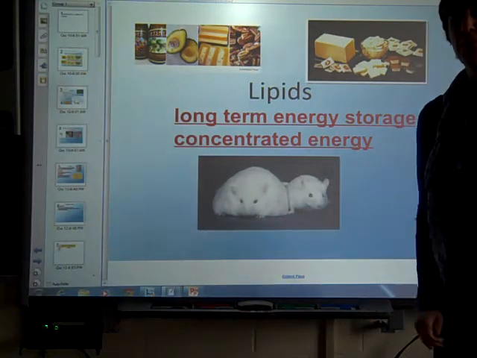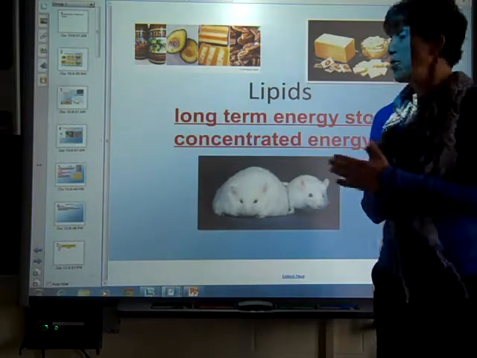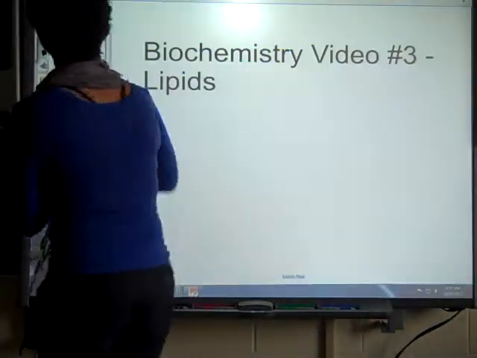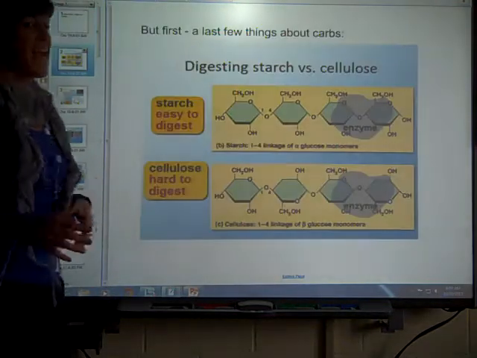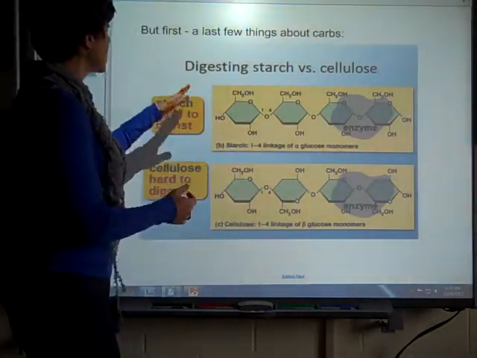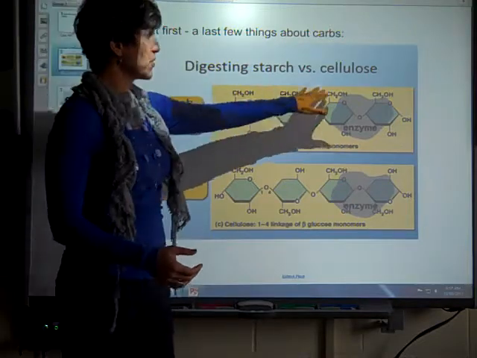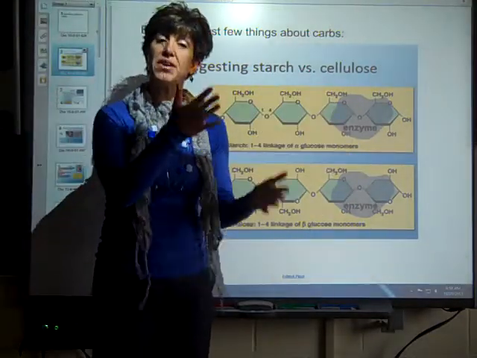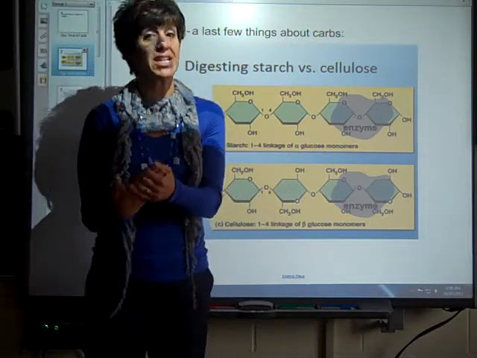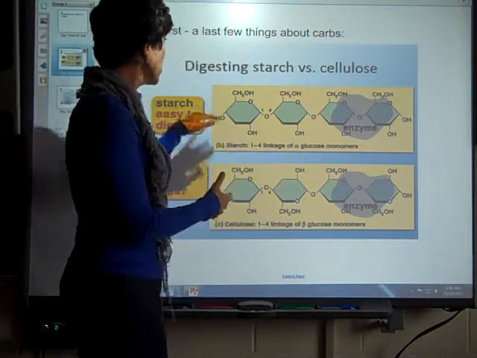Okay, we are ready for biochemistry video number 3, which is going to be all about lipids. And I actually want to go up here for a second and finish off a couple things that I didn't mention in the carbohydrates. So, digesting starch versus cellulose. We definitely talked about it's easier for animals to digest starch than it is cellulose, and I wanted to give you a couple reasons why.